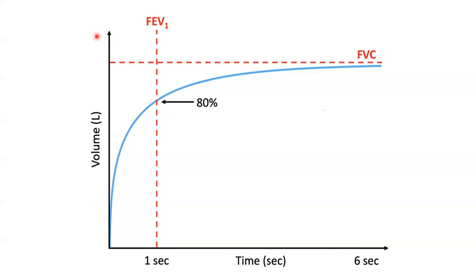So for an average healthy person, the results look something like this. They should be able to expel a large amount of air in that first 1 second, and then a smaller amount of air for that remaining 5 or 6 seconds. What we are looking for is that this FEV1 to FVC ratio is about 80%. So what that means is that the person can get 80% of the total amount of air that they expel out in that first second.